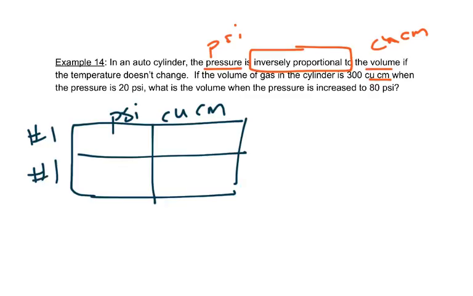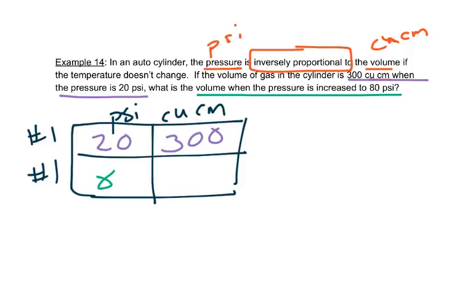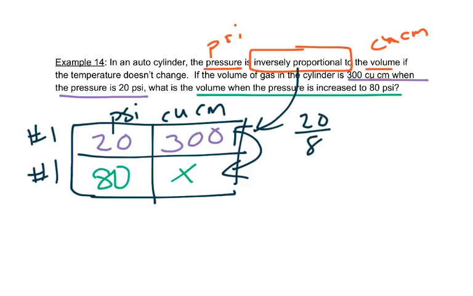And we're talking about two different pressures, two different cylinders. So the first part tells us that we have 300 cubic centimeters when the pressure is 20 psi. So we have 20. And here we want the volume when we have 80 psi. We don't know that. Now, inversely proportional means that we have to set it up carefully. It means that this part has to be flipped because of this inversely proportional. So we'll have 20 over 80 equals x over 300. And then we can solve like normal.